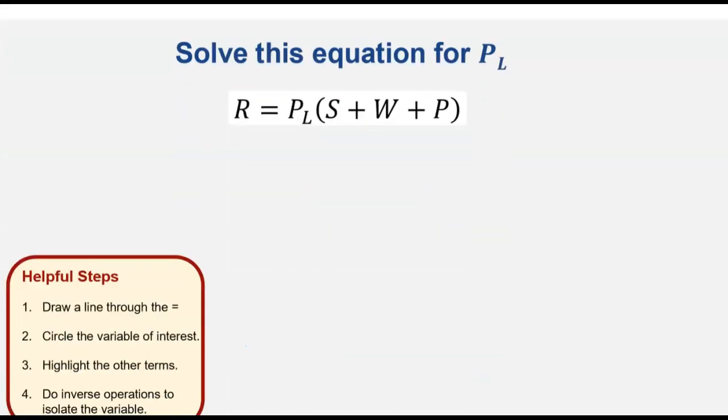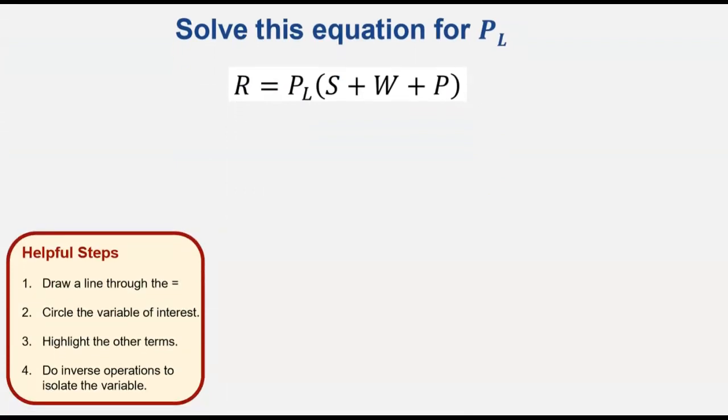All right, so now we're going to solve this equation for P of L. Similar process we did before. Draw our line, circle our variable of interest, highlight our other terms. We know we need to get rid of that S plus W plus P. Now that's a little bit complicated. What do we do with that?